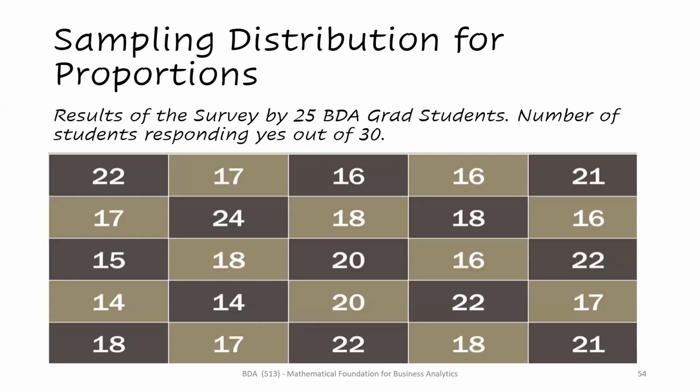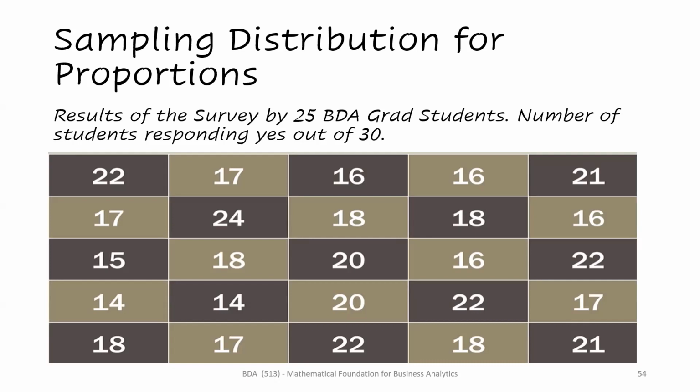So these 25 people have brought their results. For the first sample, 22 people said yes. Let's go column wise. The second sample, 17 people said yes. Third sample, 15 people said yes. Fourth sample, 14 people said yes. Fifth sample, 18 people said yes.